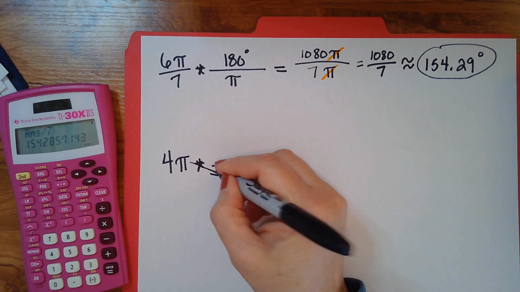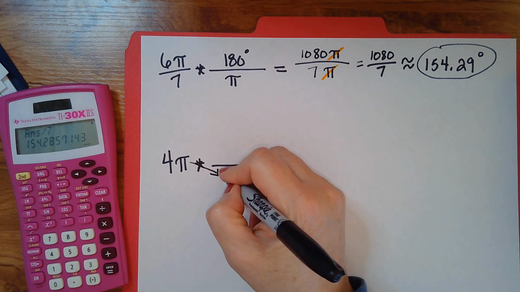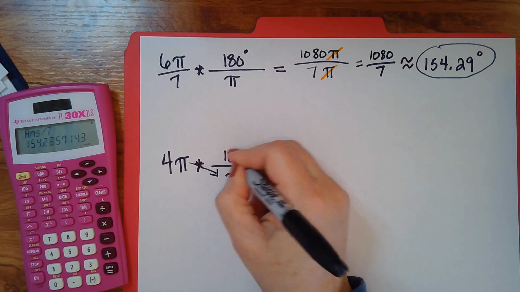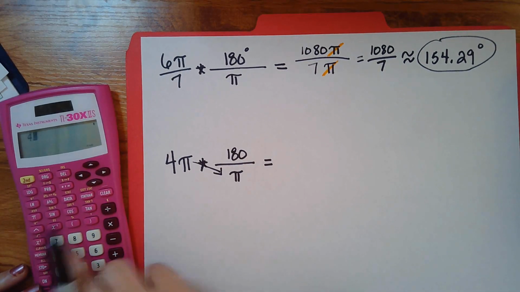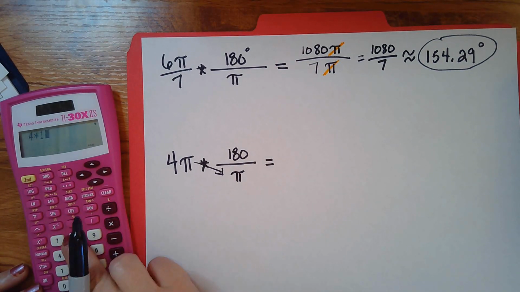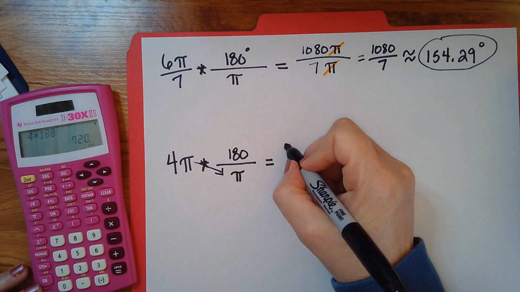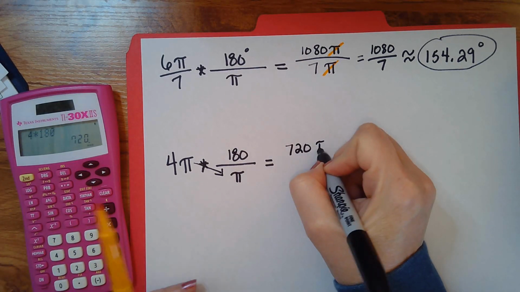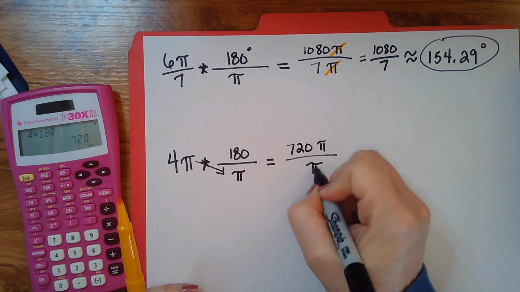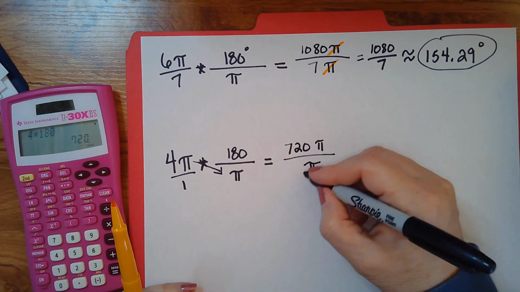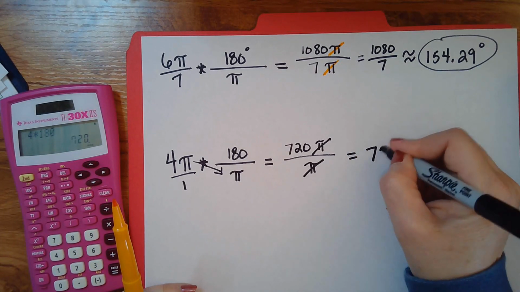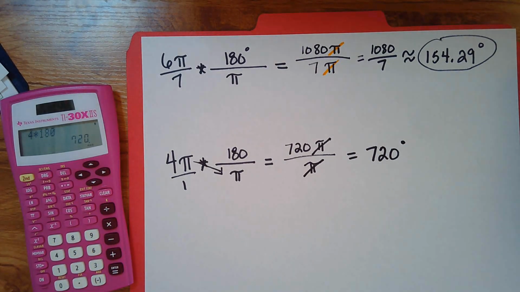So we're going to put our pi down here and our 180 up here. And we are going to do math. So 4 times 180 is 720 pi. There's still a pi on the bottom here because 1 times pi is pi. My pi's cancel out, so I get 720 degrees. Is that what you thought when you did your mental math?